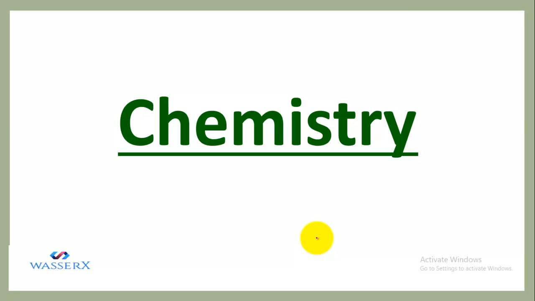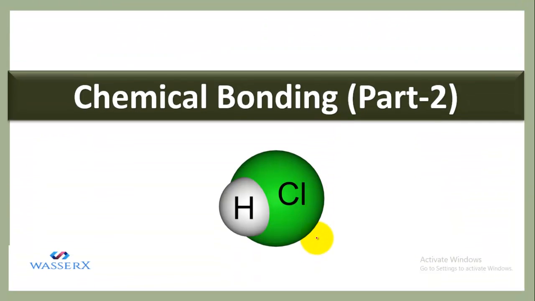Hello students, we are doing chemistry, and the chapter we are doing is chemical bonding. This is the part 2 video. As you have already done in part 1, what the basic bonds are, you have also done what an ionic bond actually is, and we also attempted a few questions on it. So let's see what we are going to do in this part 2.